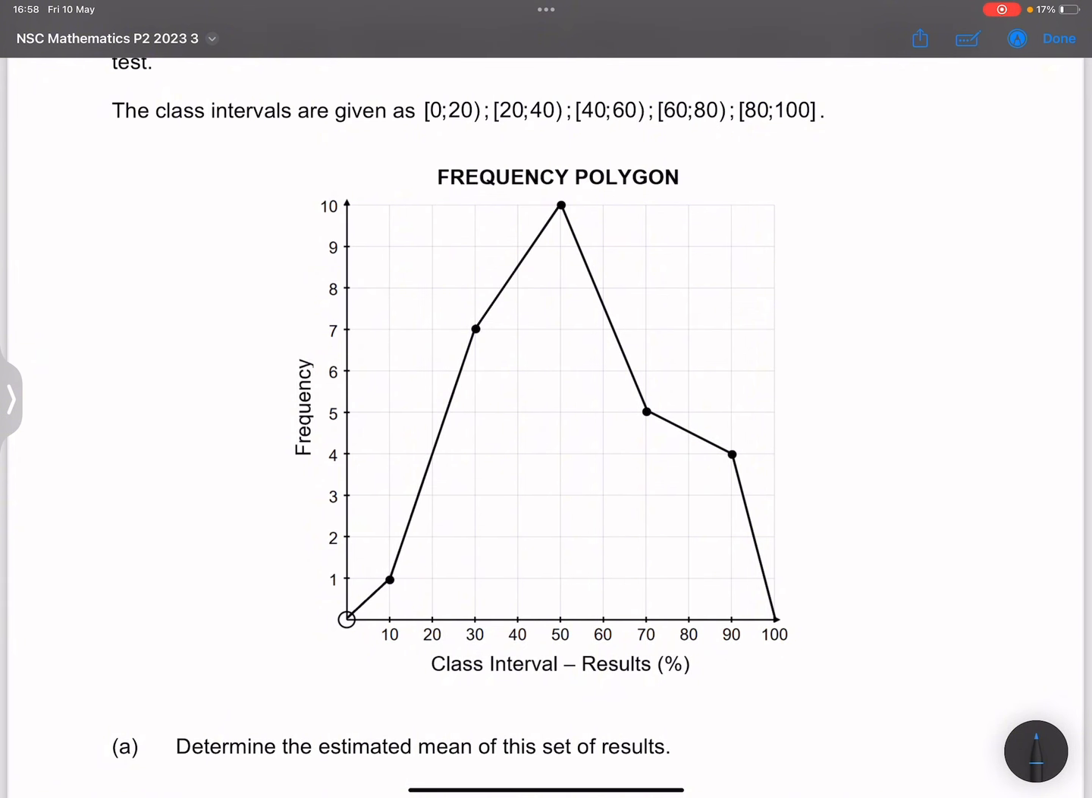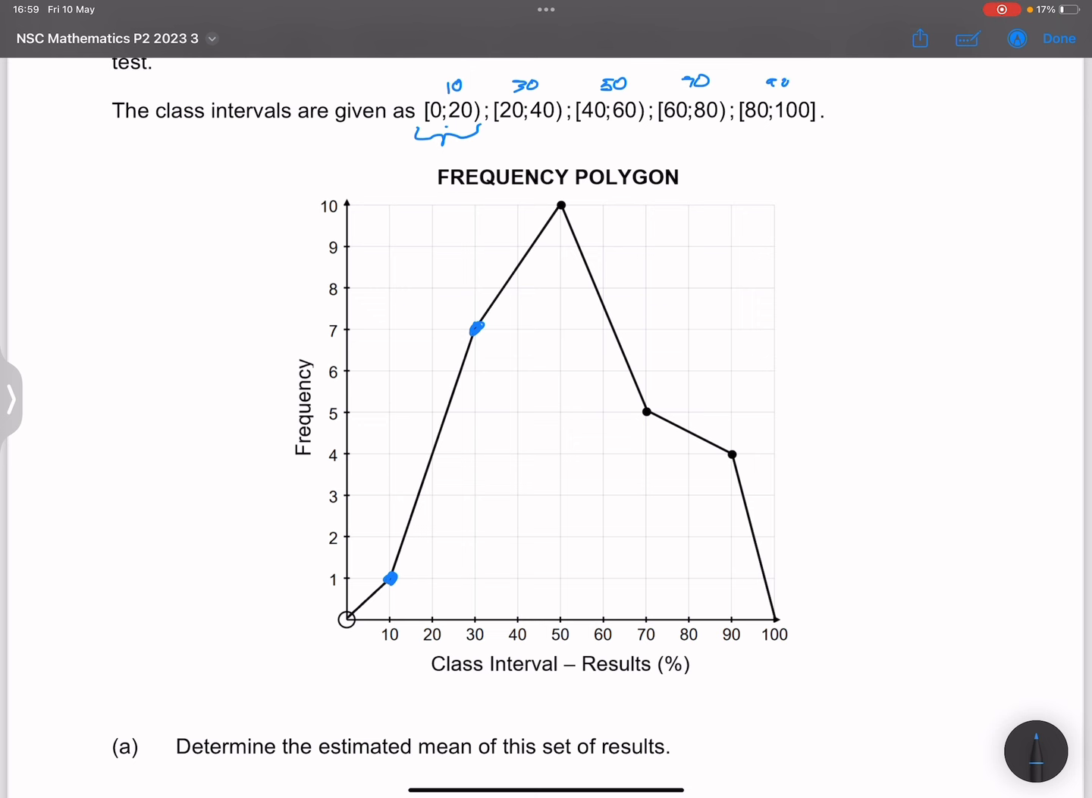Now, in a frequency polygon, I want you to always note that what they give you is, for the class intervals, they always will give you the midpoints, right, of your intervals. So if they've given me the interval 0 to 20, how I draw the frequency polygon is that I'll always take the midpoint. Now the midpoint here is 10, the midpoint there is 30, the midpoint there is 50, the midpoint there is 70, the midpoint there is 90.